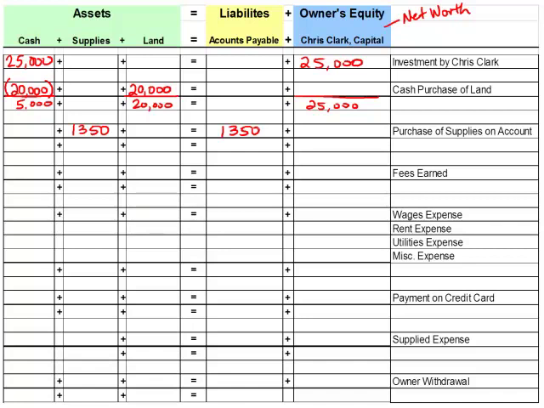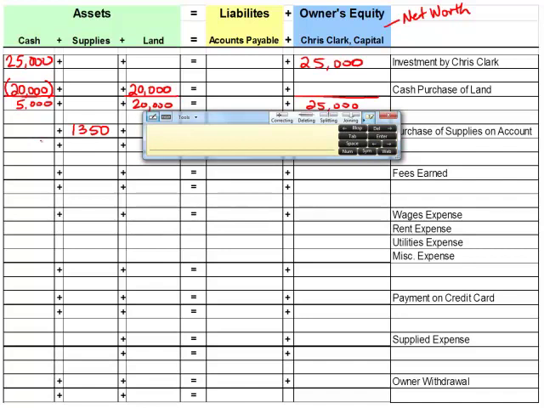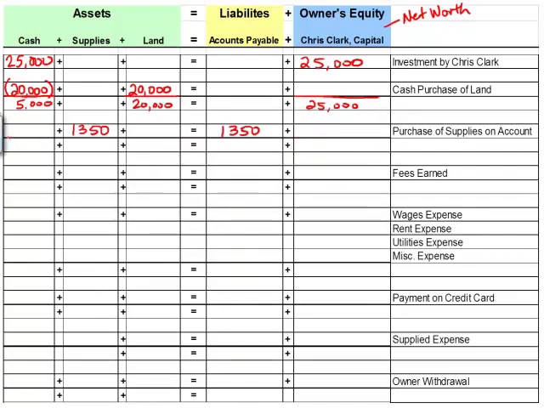Okay, so we get totals. If we get another set of totals, we still have the $5,000 in cash. We've got $1,350 in supplies now. We still got the land. We now owe a debt of $1,350, and equity balance is $25,000. So if we added up the left side, added up the right side, we would get $26,350 on both sides. So our equation balances.